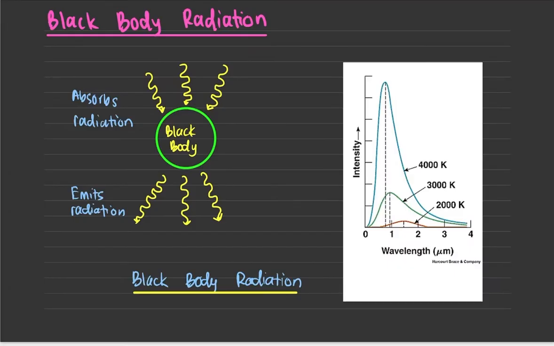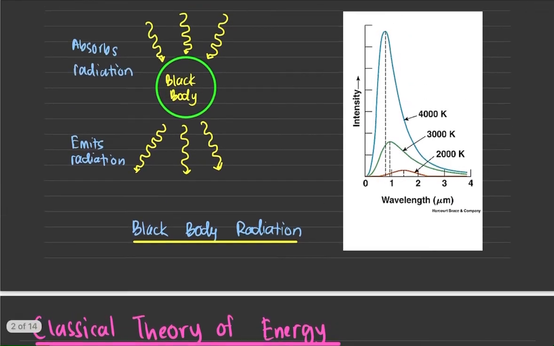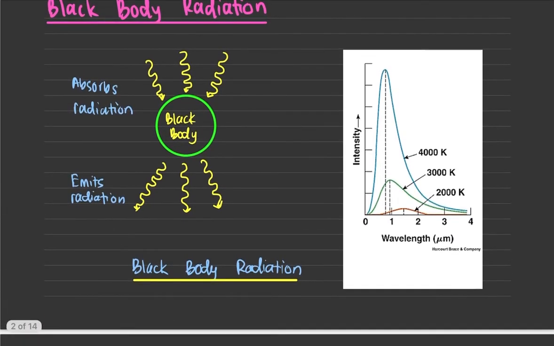So in Planck quantum theory, we need to know about black body radiation and the classical theory of energy. So what is a black body? A black body is an ideal system that absorbs and emits all the electromagnetic radiation that is incident on it. So the EM radiation emitted by a black body is called black body radiation.